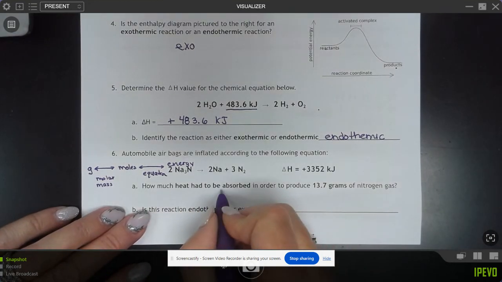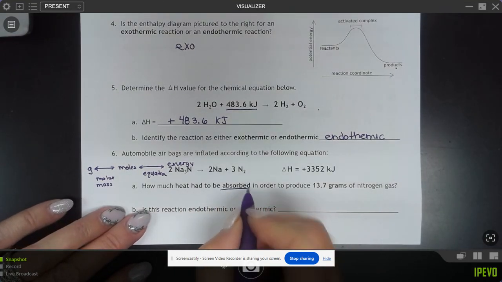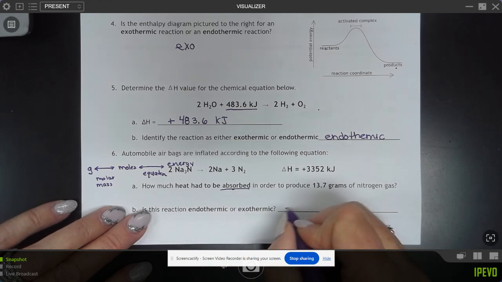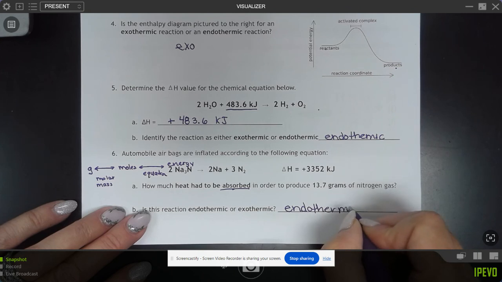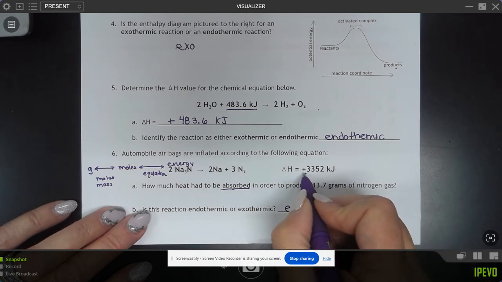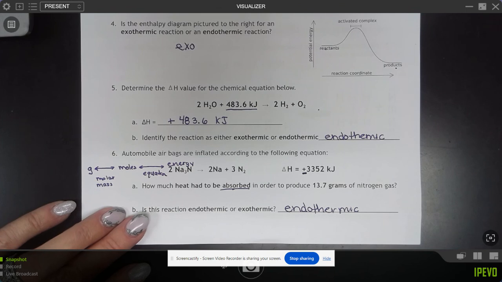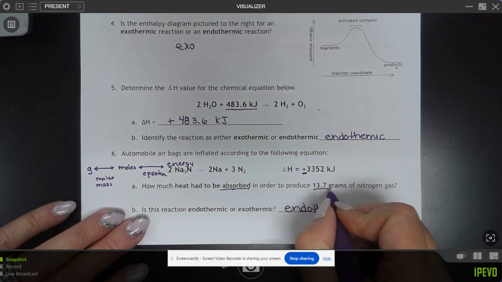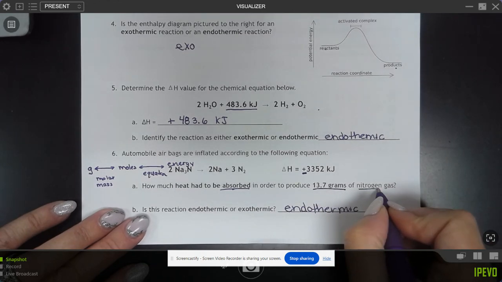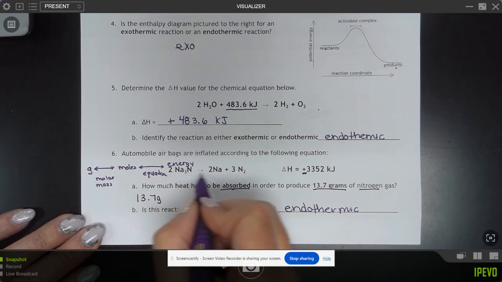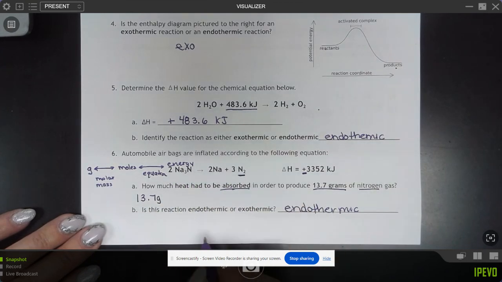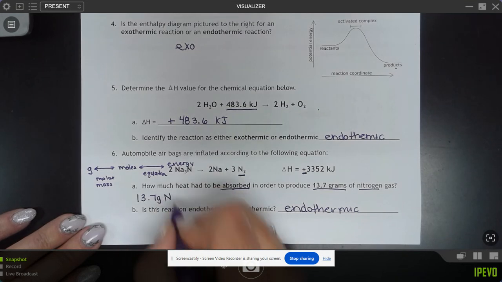How much heat had to be absorbed? That word absorbed tells you that this is an endothermic reaction. Another clue is that your delta H is positive. That's also a sign that it's an endothermic reaction. In order to produce 13.7 grams of nitrogen, we're going to start with 13.7 grams. Looking in our equation, nitrogen is N2, so we're going to write 13.7 grams of N2.